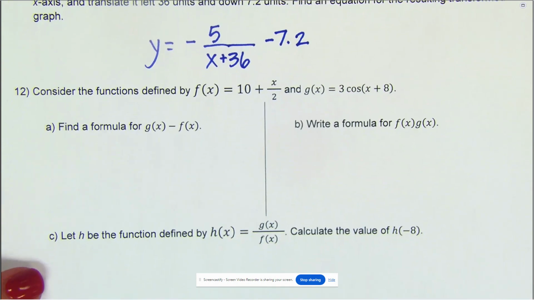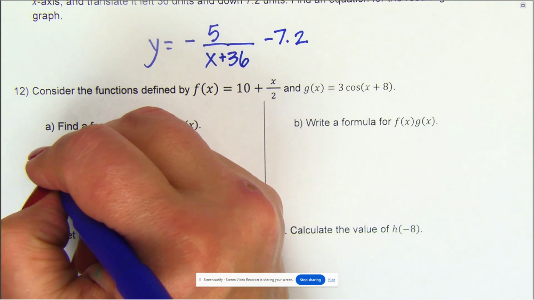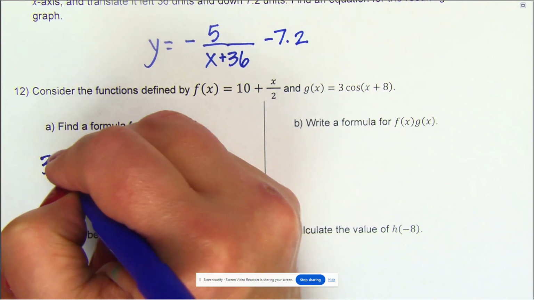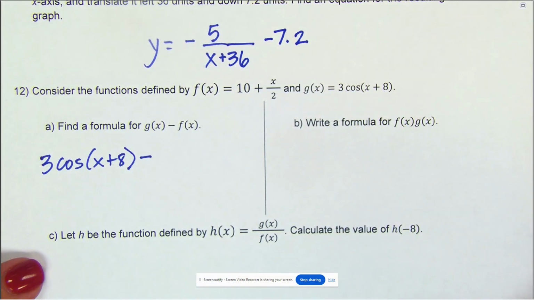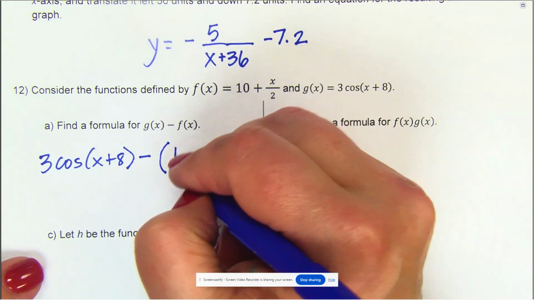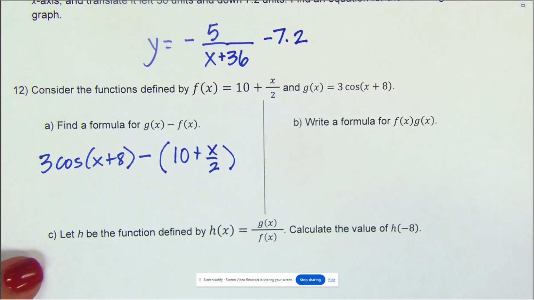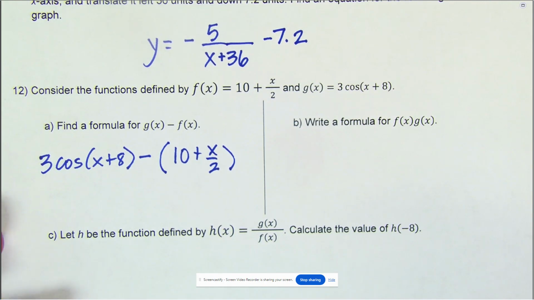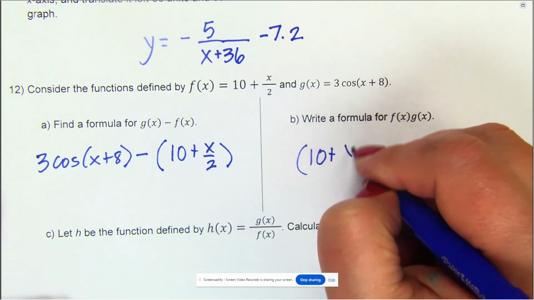Now this is a composition of functions. So we have a function f of x and g of x. The first one says find the formula for g of x minus f of x. So literally we take g of x, which is 3 cos of x plus 8 minus, now because we're subtracting more than one thing, a quantity here, you need to put it in parentheses. You could distribute it out if you wanted, but you could just leave it like that too. Next one, f of x times g of x. So I'm just going to put these in parentheses.